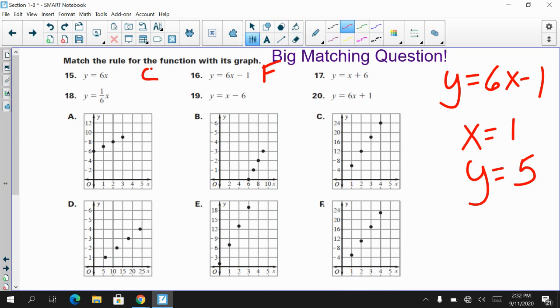For number 17, I know it can't be C. I know it can't be F. If I put 1 in for X, I'm going to get 7. So where do I see 1, 7? The coordinate 1, 7 looks like letter E.